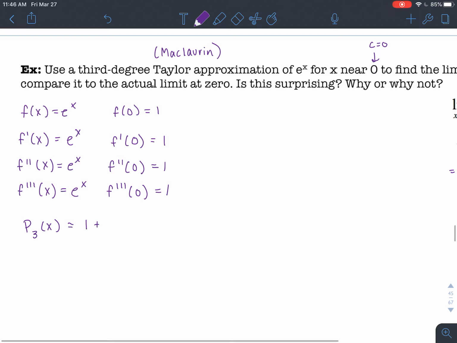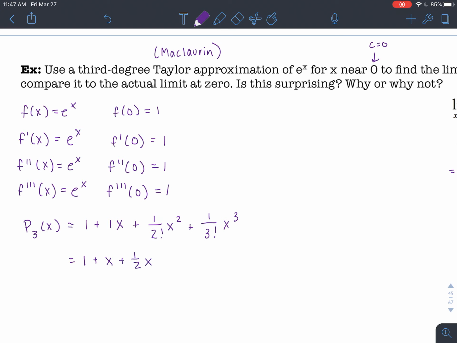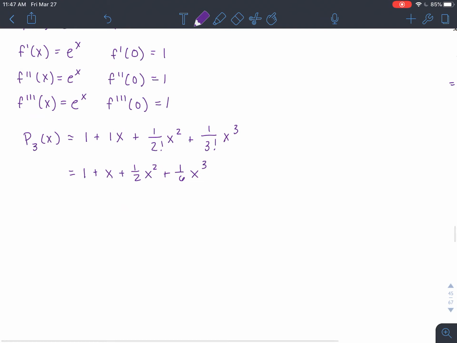Right, so if I go ahead and make my third degree polynomial, you can use whatever letter you want, P, M, T, choose whatever you want. So I take my function value of 1, and then I'm going to add my first derivative times x to the first power, because my c value is 0, so I don't have to do the quantity thing, plus my second derivative value over 2 factorial times x squared, plus my third derivative value over 3 factorial times x cubed. And if you want, you could say that that's 1 plus x plus 1/2 x squared plus 1/6 x cubed. You could simplify those factorials.